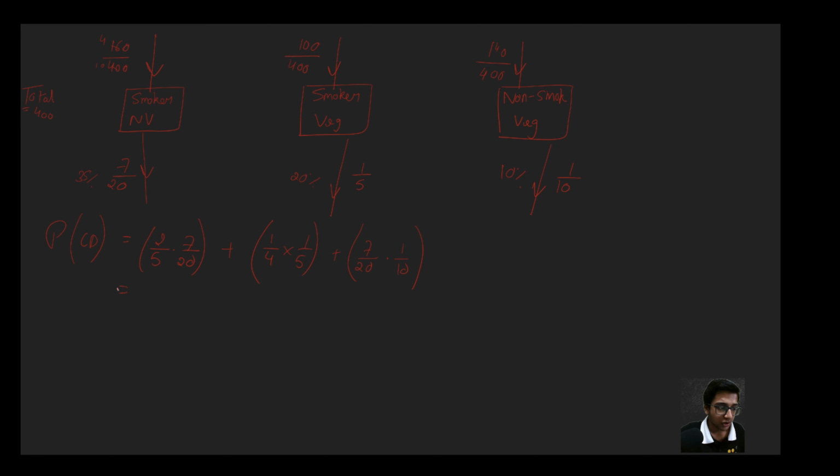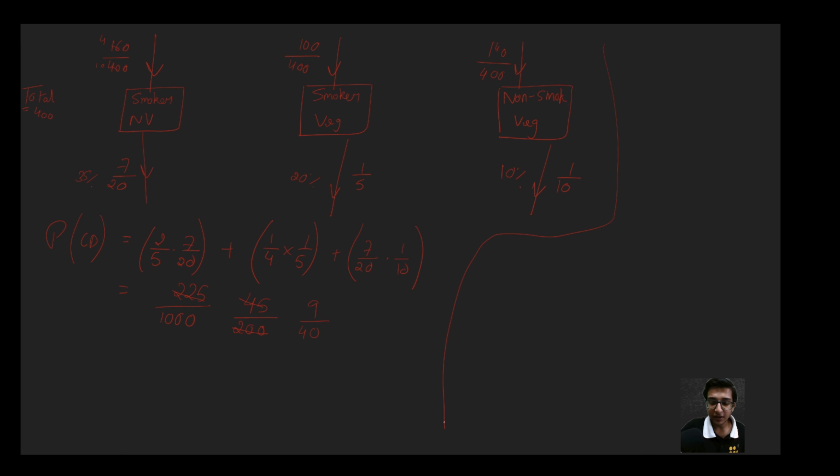So upon solving this entire thing, what are we going to get? Let us simply cancel this through. We get 9 by 40 as our probability of choosing a person who is suffering with chest disorder.